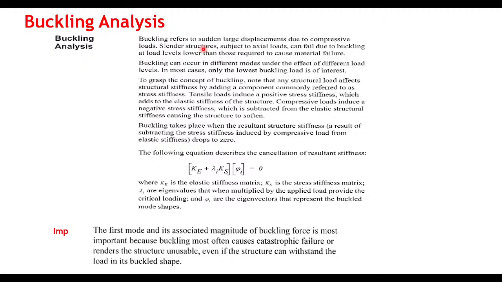You can see one more thing. A slender structure subject to axial loads can fail due to buckling at a load level lower than that required to cause material failure. In short, even if your material is fine for that model, due to geometrical variations the model will buckle. That is important here.